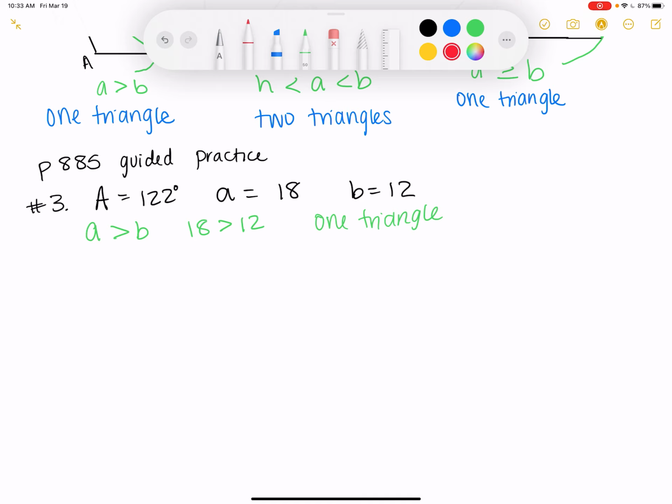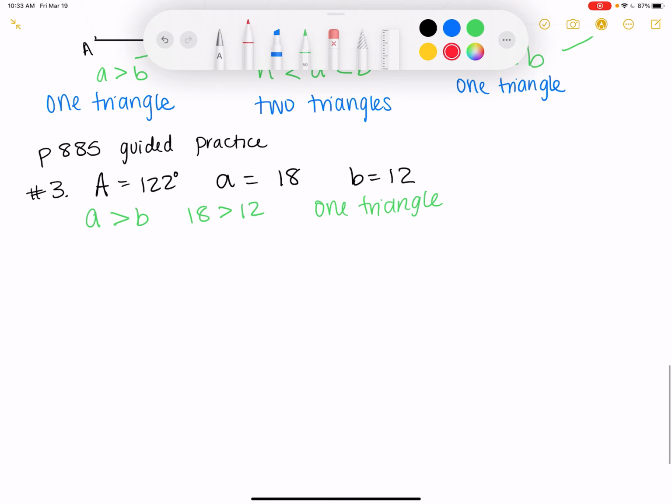Over here, the things that I still need to find: I need to know angle B, I need to know angle C, and I need to know side C. So I'm going to use my law of sines formula to find them.